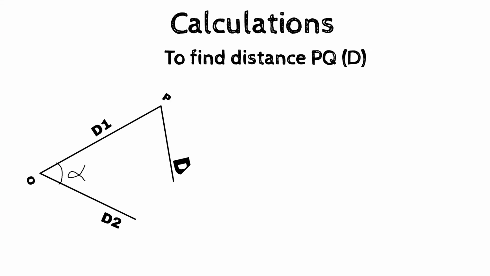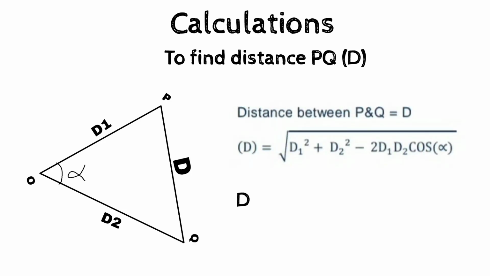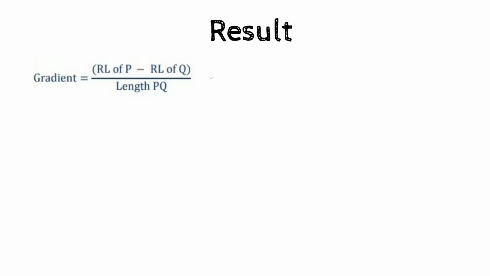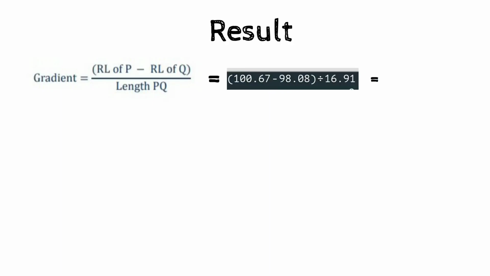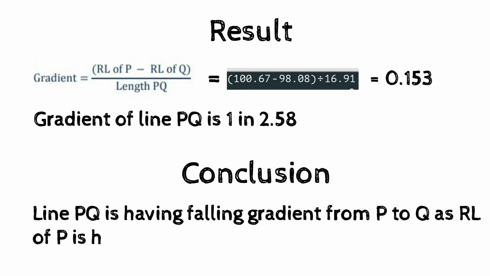We will find the distance PQ, that is D, as shown in the figure, using the formula of D. We put the values of D1, D2 and alpha. We get D as 16.91 meters. The gradient of a line can be found by the difference of RL divided by distance. So here we get 0.153. So the gradient of line PQ is 1 in 2.58. Line PQ has a falling gradient from P to Q as the RL of P is greater than Q.